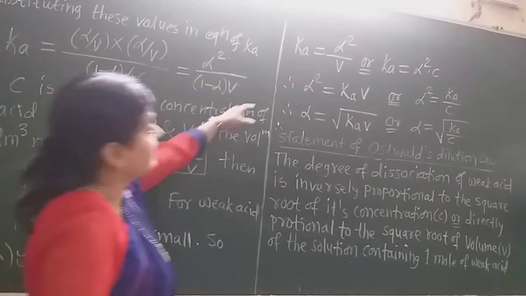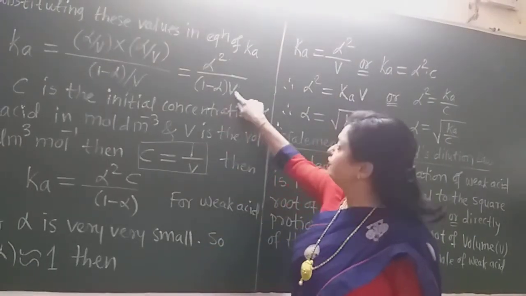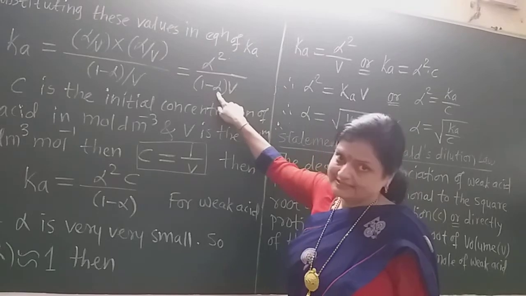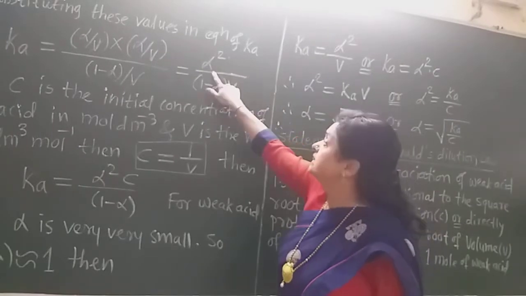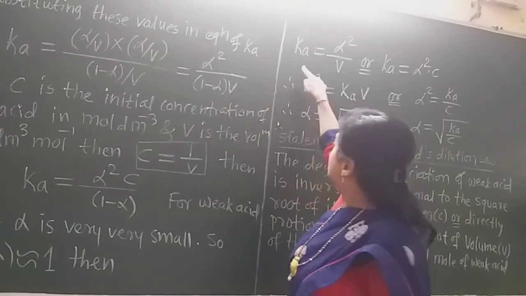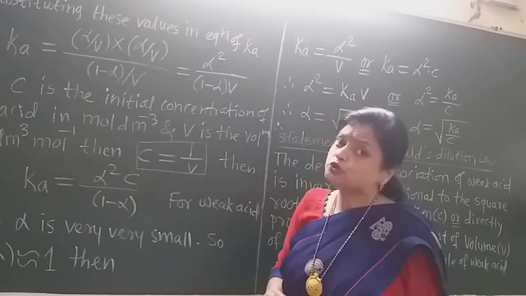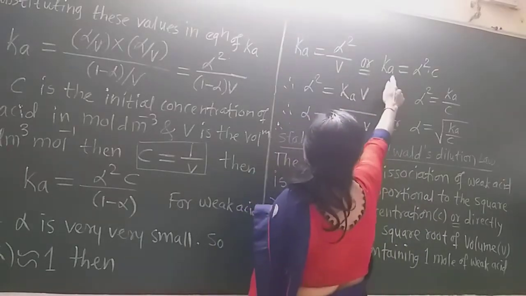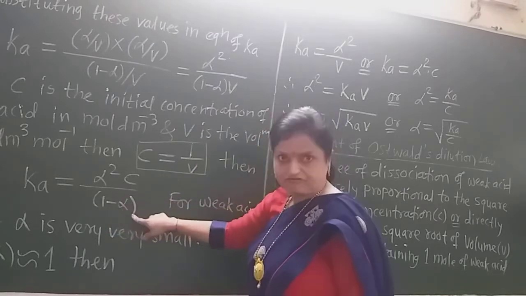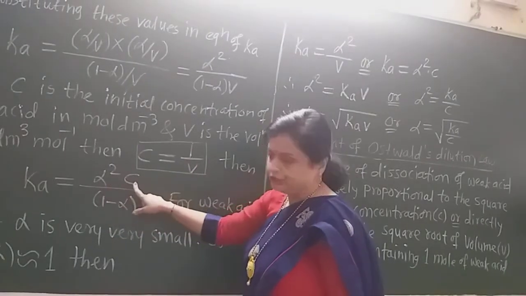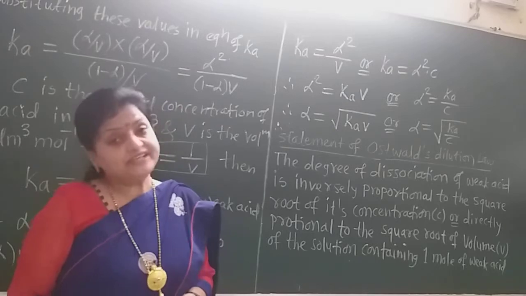We obtain the equation, see here. Now if we substitute 1 minus alpha equal to 1, then what does this equation become? Alpha square divided by V only. So here K is equal to alpha square divided by V. But 1 divided by V is equal to C. So K is equal to alpha square into C, because here 1 minus alpha is 1. So K is equal to alpha square into C. That is the very short equation of the dissociation constant of the weak acid that we obtain.